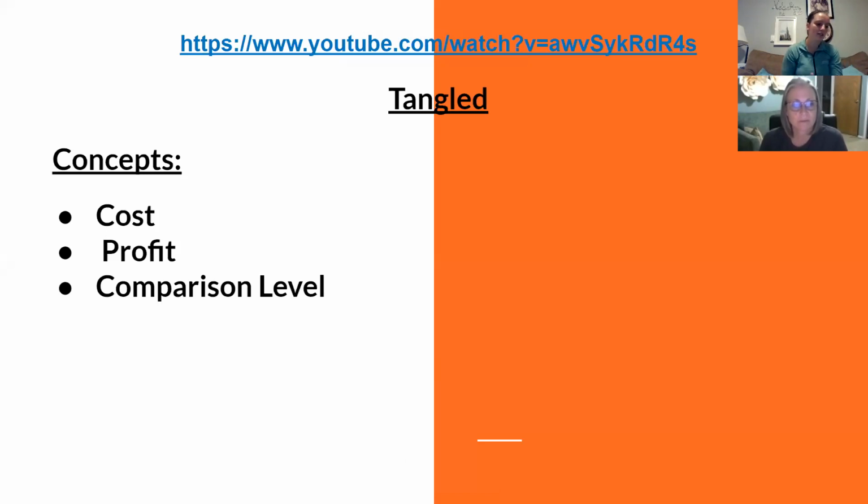The comparison level is the evaluation of our relationships and what we feel that we deserve. So in this clip, Rapunzel felt that she deserved freedom from her tower and from her mom, and to go and see what the outside world was like and to see the floating lanterns. Rapunzel also saw that Flynn Rider enjoyed being free, and so she too craved that freedom.